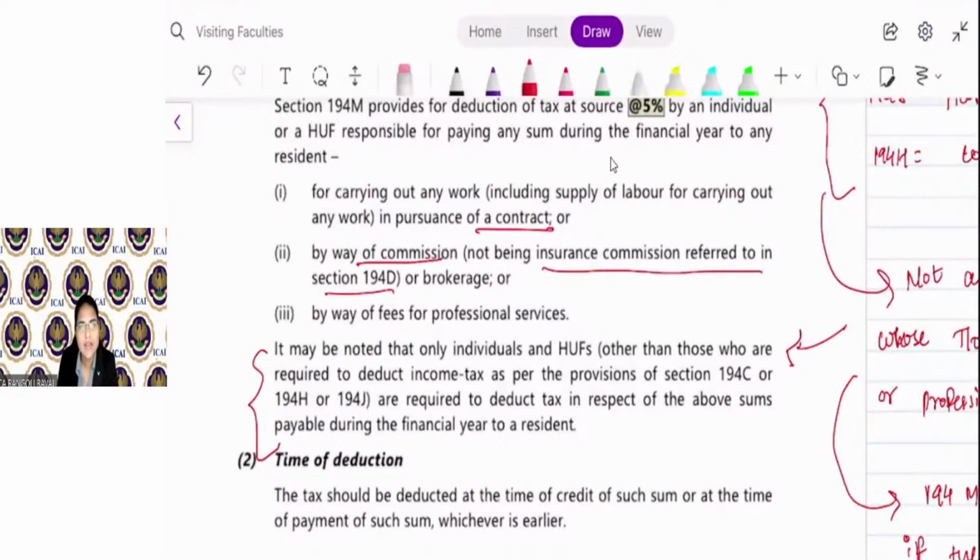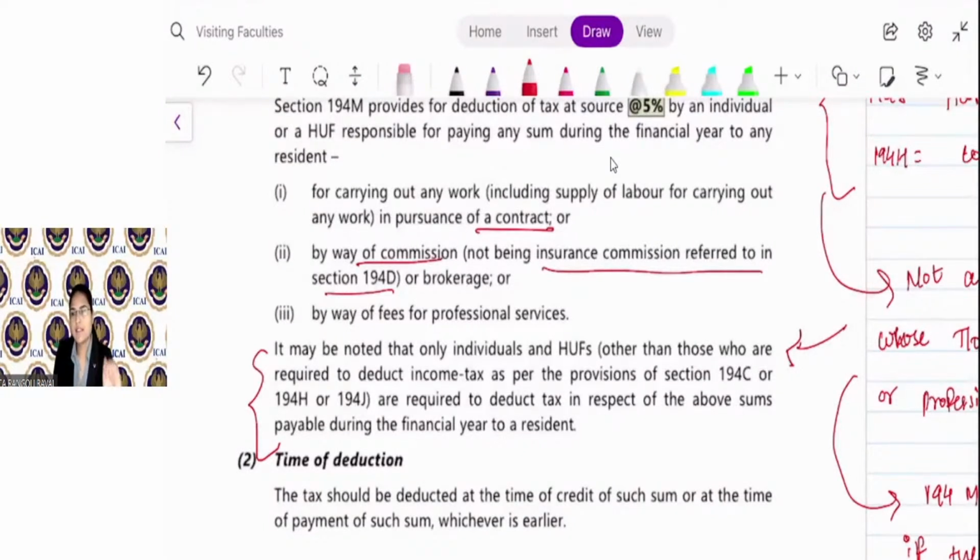It may be noted that only individuals and HUF, other than those who are required to deduct income tax as per the provision of section 194C, H and J. That is, if the payee is non-resident, then section 195 is applicable and 195 is not in your syllabus.